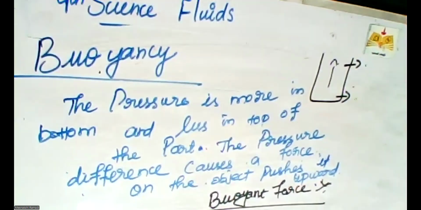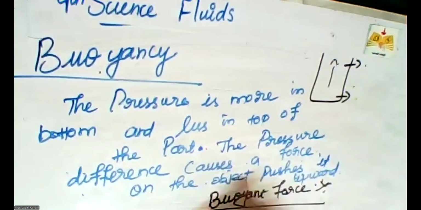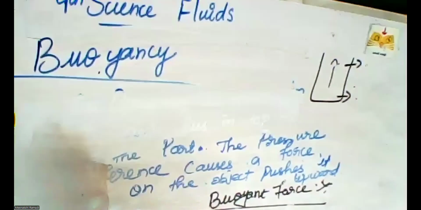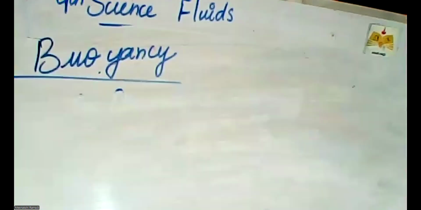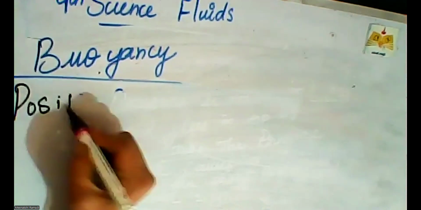So what is buoyancy? The pressure is more at the bottom and less at the top of the object. The pressure difference causes a force, and the object is pushed upward. This kind of force is called buoyant force. That phenomenon is buoyancy. There are two kinds of buoyant object. One is the positively buoyant object.